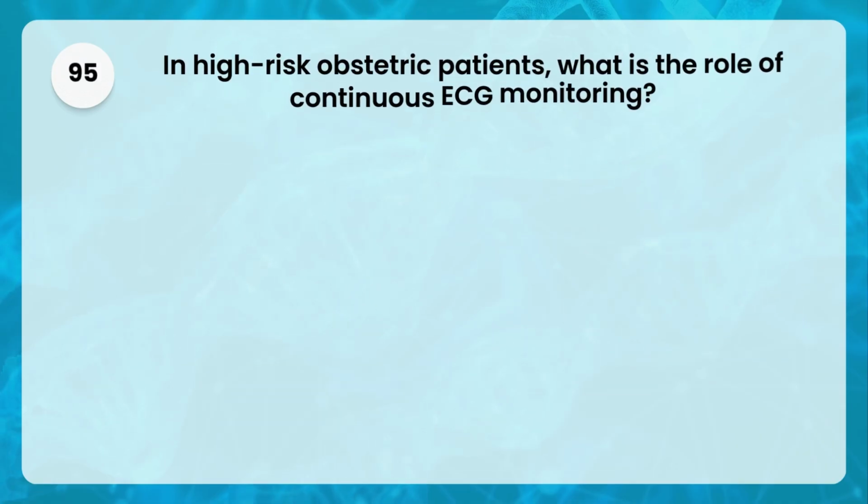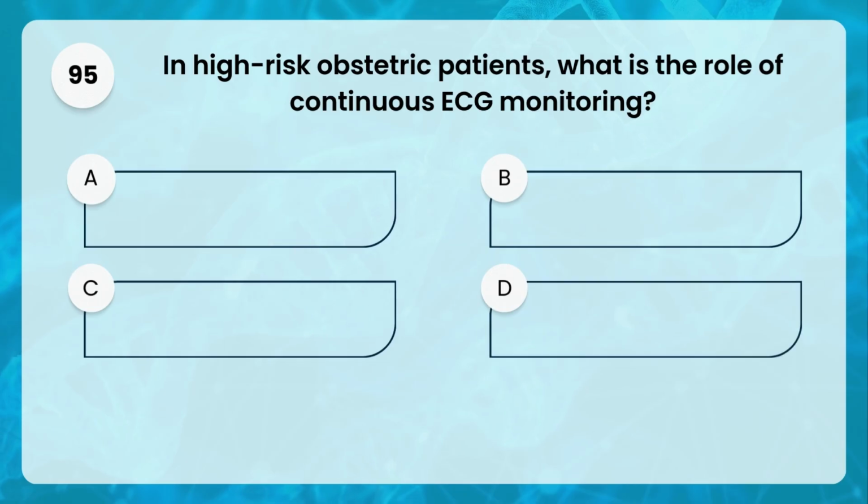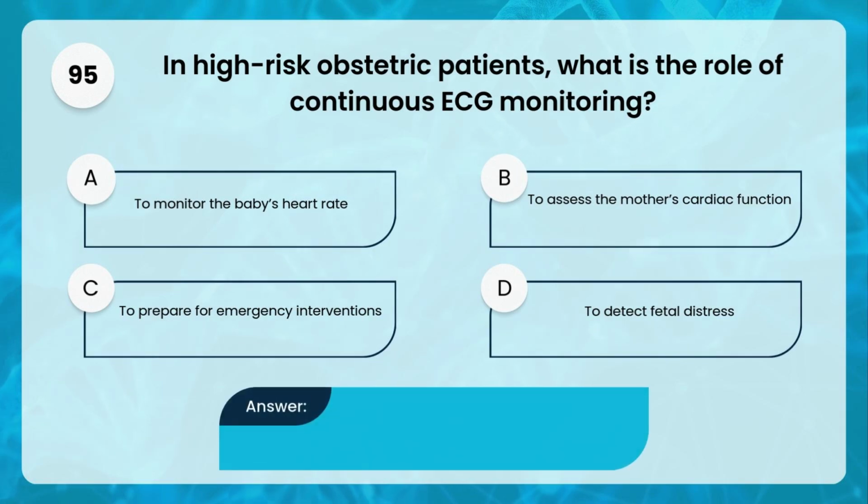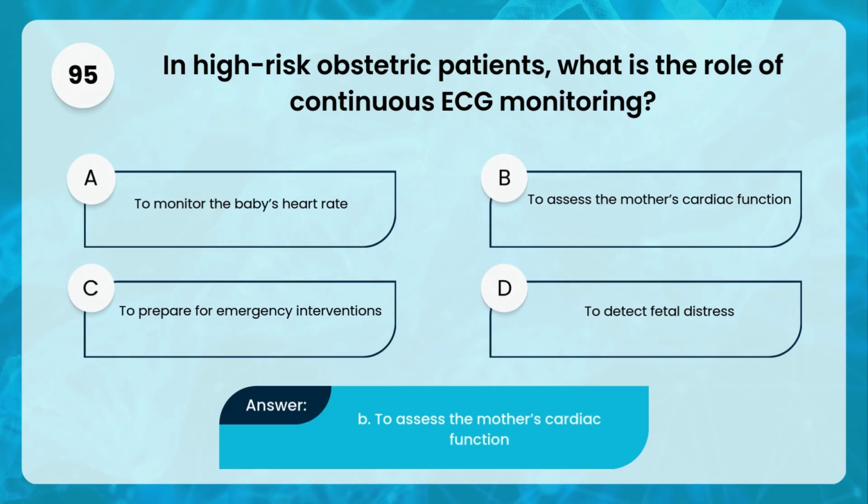95. In high-risk obstetric patients, what is the role of continuous ECG monitoring? A. To monitor the baby's heart rate. B. To assess the mother's cardiac function. C. To prepare for emergency interventions. Or D. To detect fetal distress. The answer is B. To assess the mother's cardiac function.